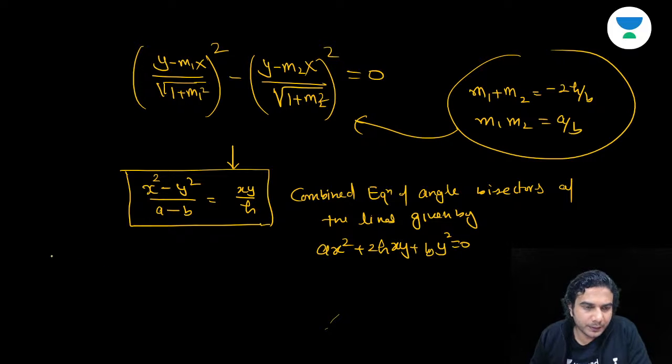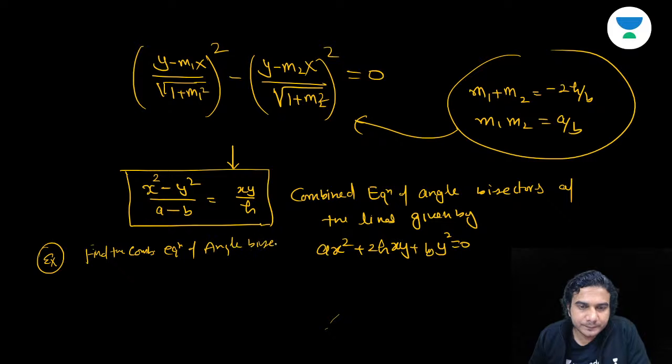For example, find the combined equation of angle bisectors of lines given by 2x square plus 4xy plus y square is equal to 0.